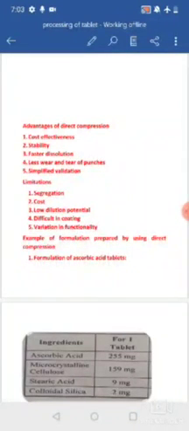So it is having low dilution potential, which means the compressible force or the compression rate is less. Coming to the difficulty in coating, if you want to coat the tablet with a film coating, or go with a sugar coating, then it is difficult to coat the tablet which is prepared by direct compression.